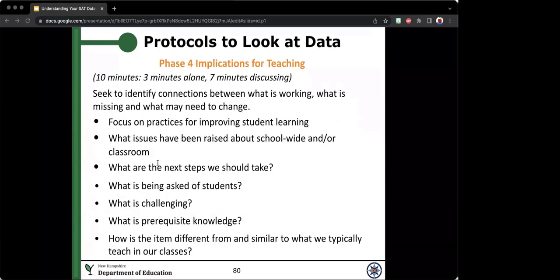And then phase 4, this is all about action, right? So now that you've predicted and you've observed and you've come up with some possible explanations, now you and your team are going to think about what's next. What do I do? What are some action steps?